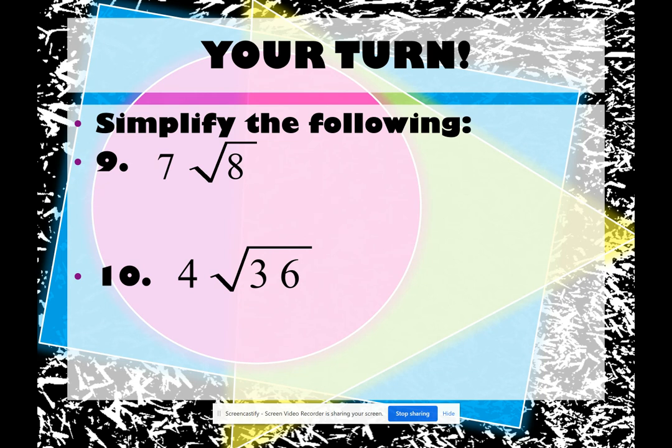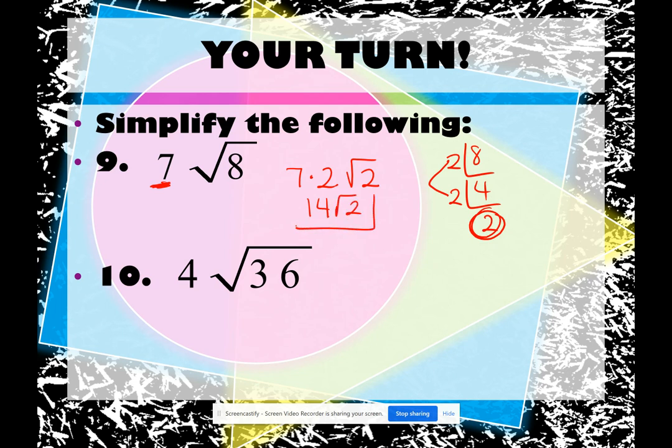All right, guys, so hopefully you have these completed. Let's go over them real quick. 2 goes into 8 4 times, and then 2 goes into 4 2 times, because 2 times 2 is 4, times 2 is 8. I have one grouping, so one 2 gets to break out. This little 2 has to stay in, but I have to deal with this 7. So that 7 goes on the outside, so I have 14 root 2.